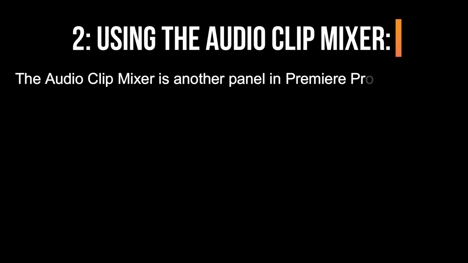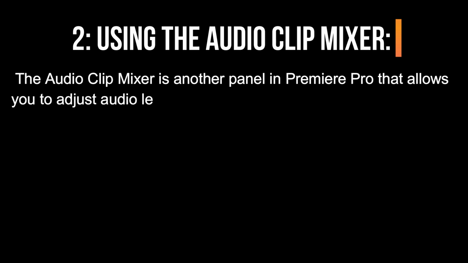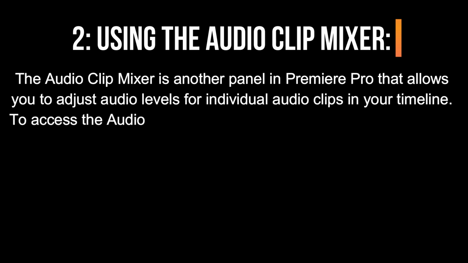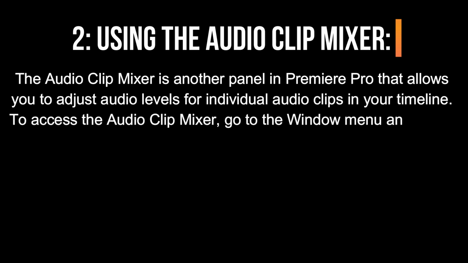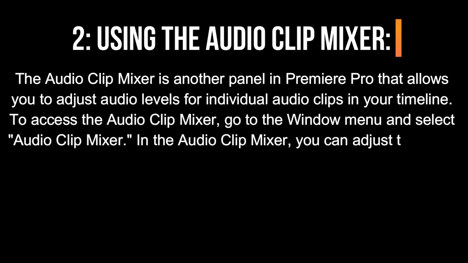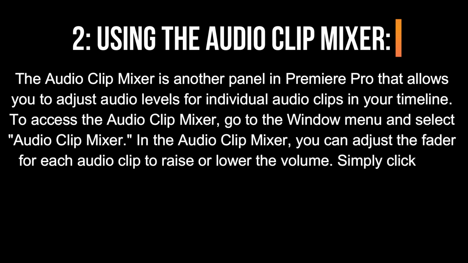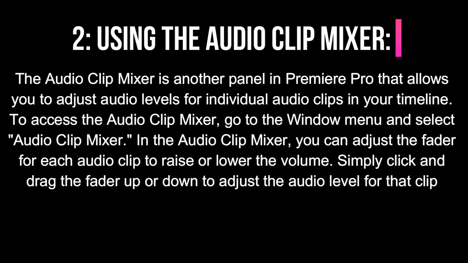2. Using the Audio Clip Mixer. The Audio Clip Mixer is another panel in Premiere Pro that allows you to adjust audio levels for individual audio clips in your timeline. To access the Audio Clip Mixer, go to the Window menu and select Audio Clip Mixer. In the Audio Clip Mixer, you can adjust the fader for each audio clip to raise or lower the volume. Simply click and drag the fader up or down to adjust the audio level for that clip.